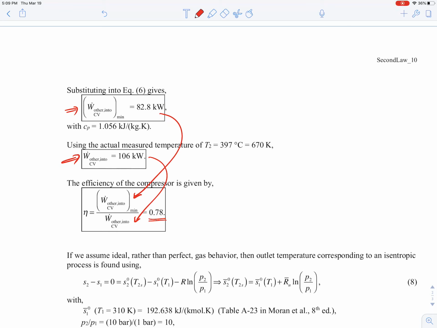There's an upper limit. The best that we can do is 83 kilowatts. We're not quite there. We can do a little better. Okay, so it gives you an idea of where to invest your energy to try to redesign things.